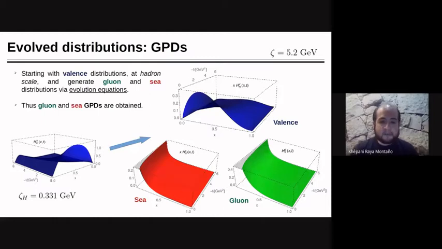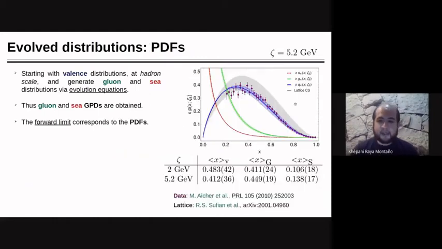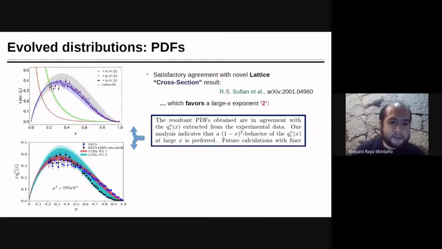And now we play the same game. We take the forward limit to the PDFs. We have the valence PDFs in agreement with the reanalyzed data. We have the glue, and we have the sea. Here, the gray band corresponds to the lattice cross-section result. We find, within the errors, an agreement with them.